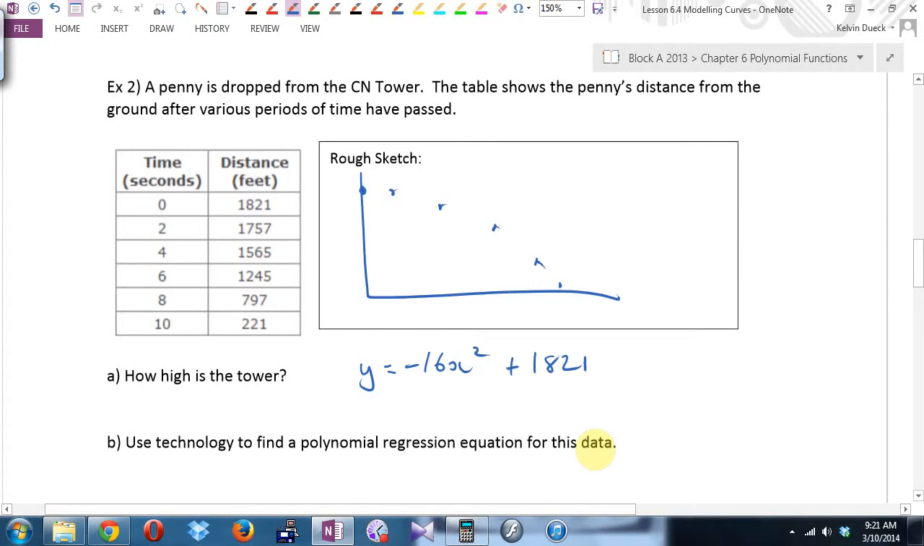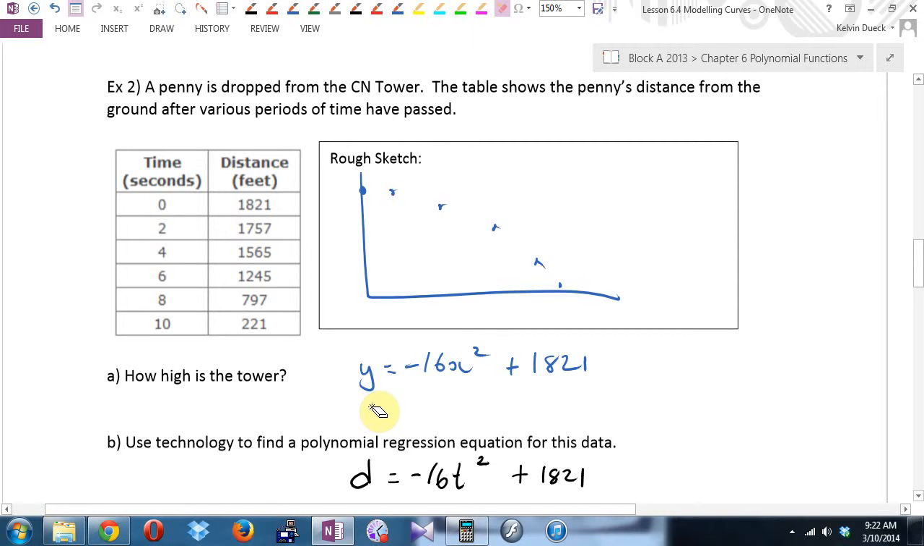By the way, I used x and y. What's sitting in the x column here? What am I actually measuring? Time? What would be a good variable to use for time? T. And what's sitting in the y-axis here? D. You know what? Here's the equation. D. Oh, it says use technology to find a polynomial regression. D equals negative 16x squared. X squared, Mr. Dueck? T squared, Mr. Dueck. Plus 1821. I really should have done that on the previous question, too. I should have changed the variables and maybe used y for year and n for number or something like that.